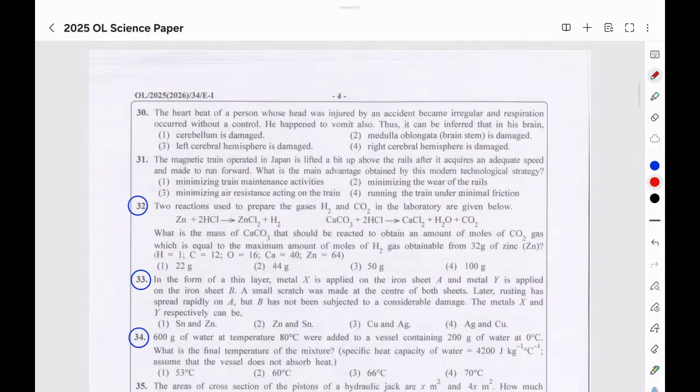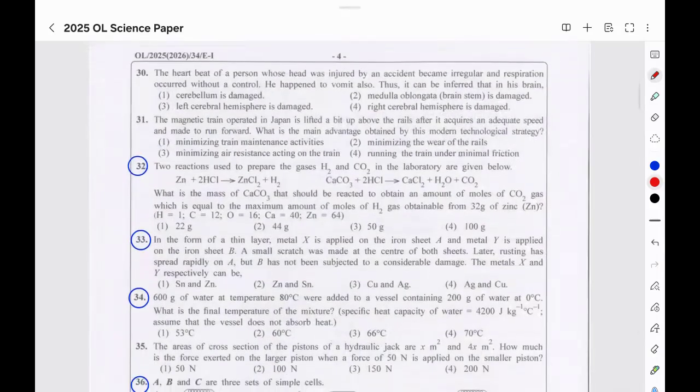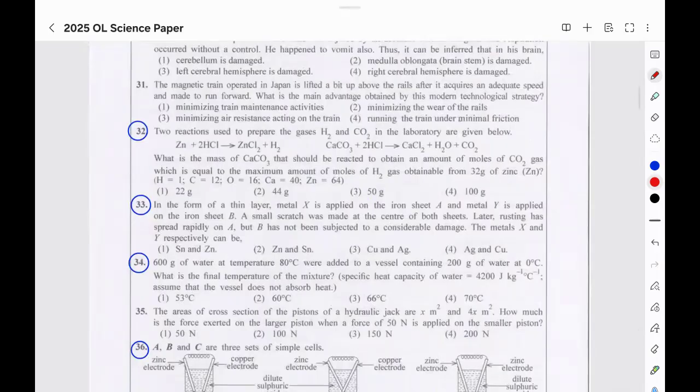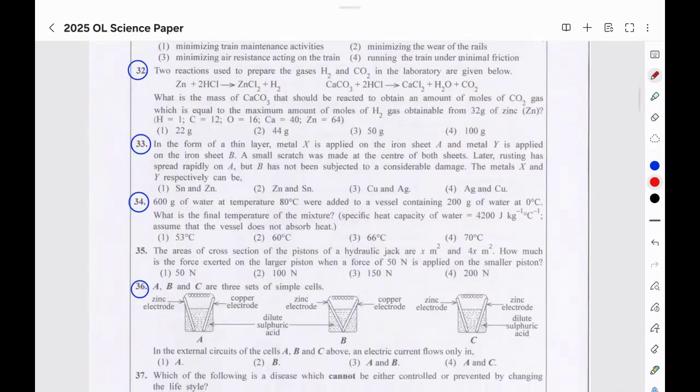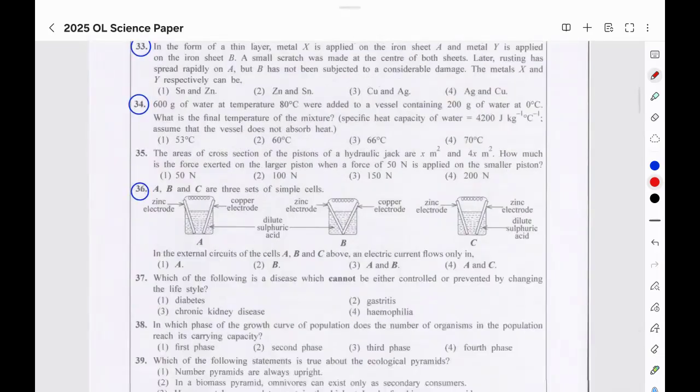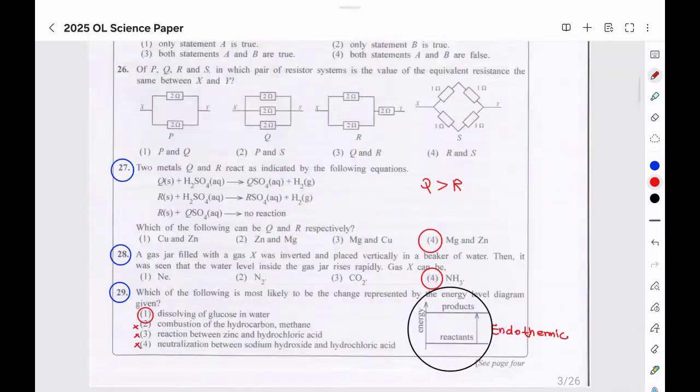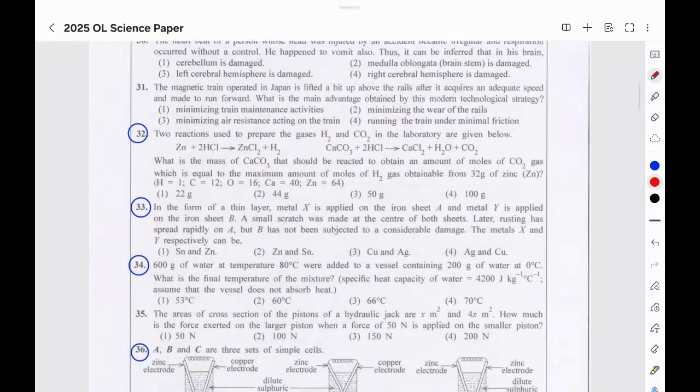Right. Shall we move to the next one? Next question. MCQ number 32. I think it's a calculation. Okay, let's move to the calculation.